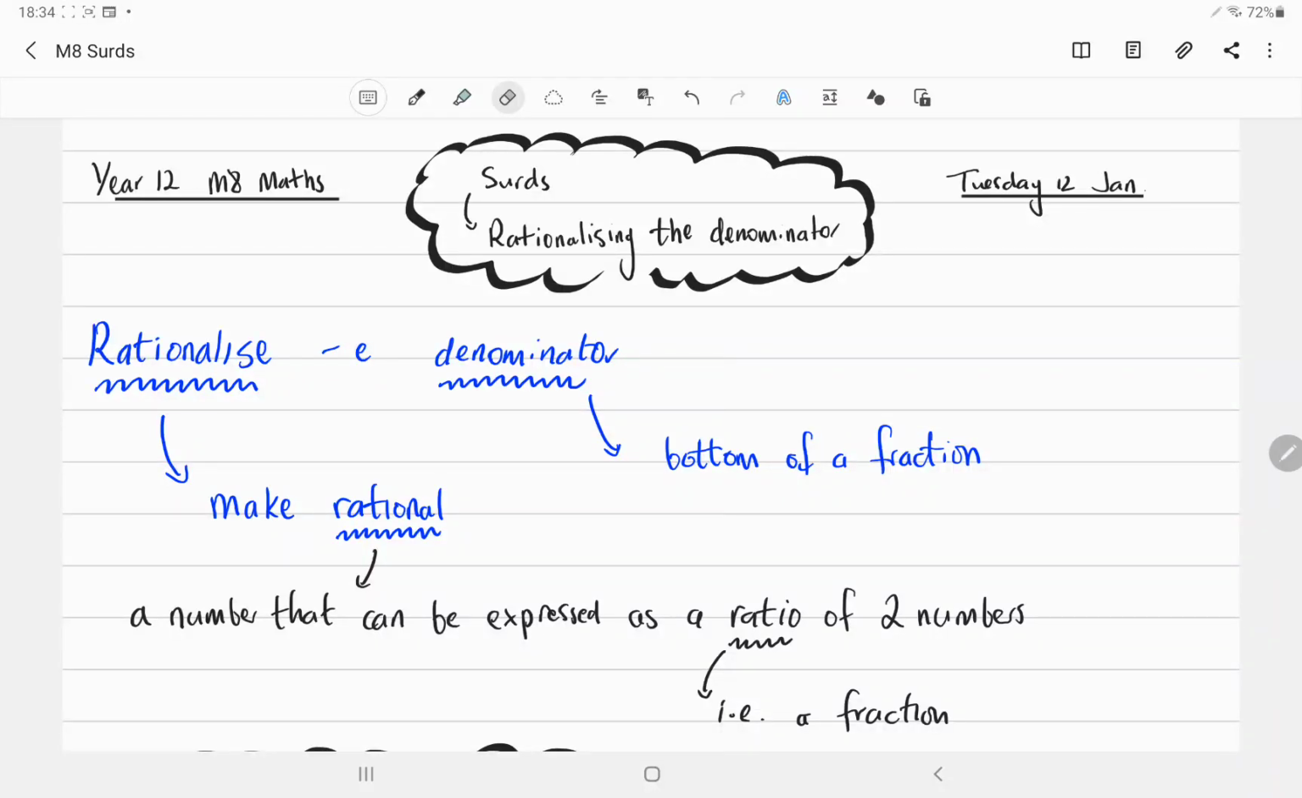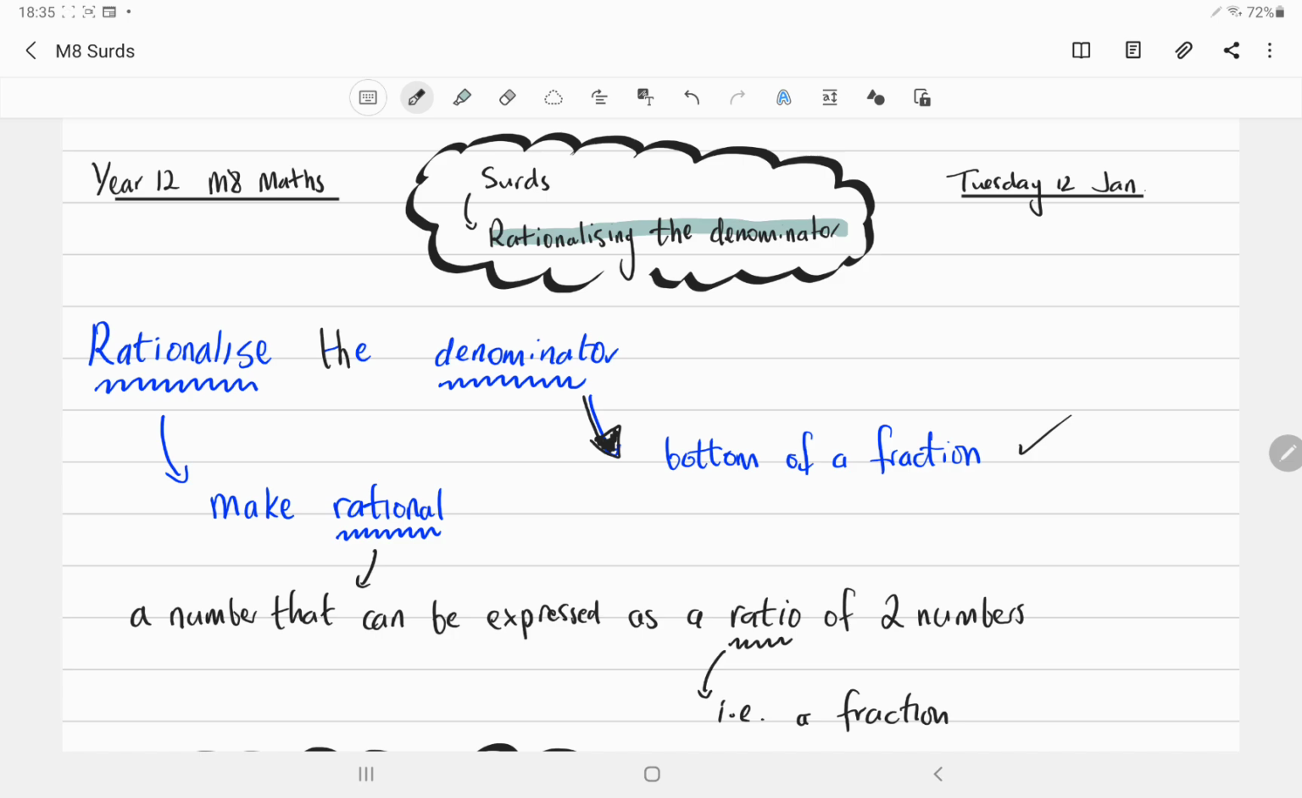The next thing we're going to do is continue working through surds, but we're going to start rationalizing the denominator. So when we rationalize the denominator, first of all, what does that mean? Well, you know what a denominator is. A denominator is the bottom of a fraction. So that's okay. But do you know how to rationalize? Well, what does it mean?